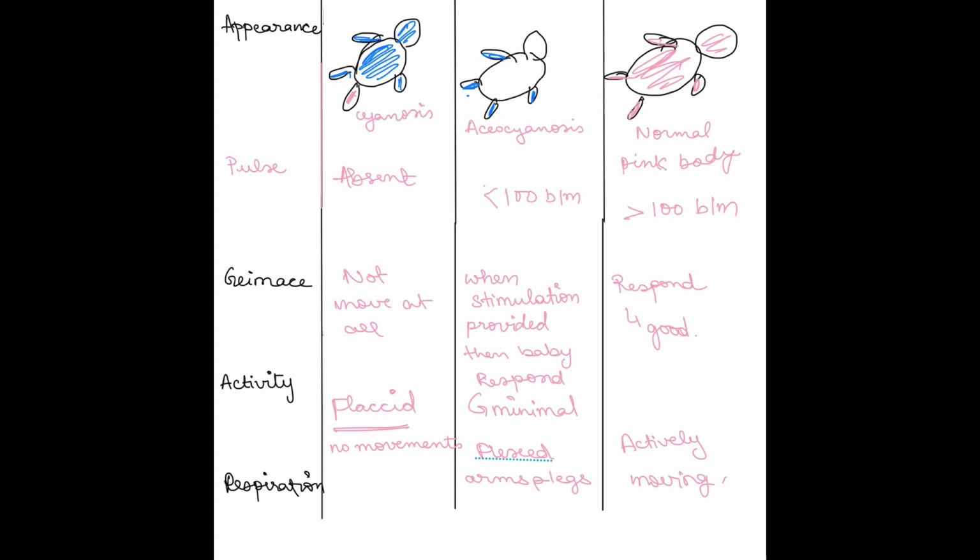Next, we will move on to respiration. If the baby is not breathing at all, we will mark it 0. If the baby has irregular and slow breathing, we will mark it 1. Then a strong cry indicates that the lungs are properly cleared and the baby is able to cry. A strong or vigorous cry is marked as score 2.